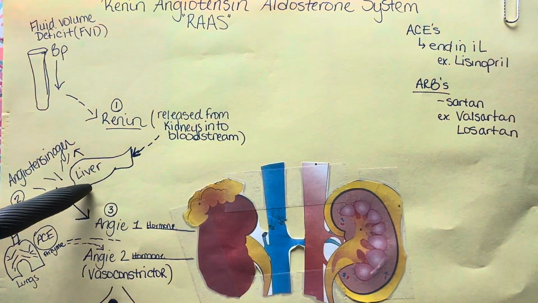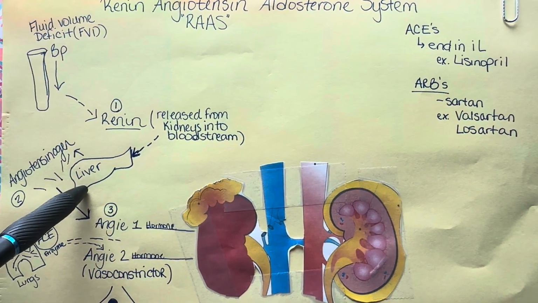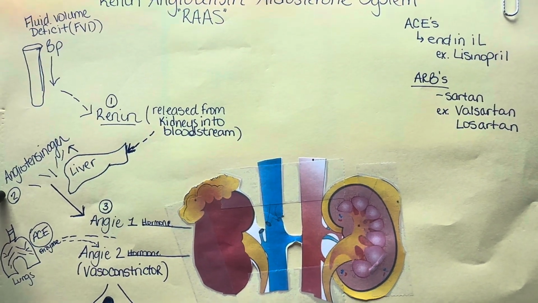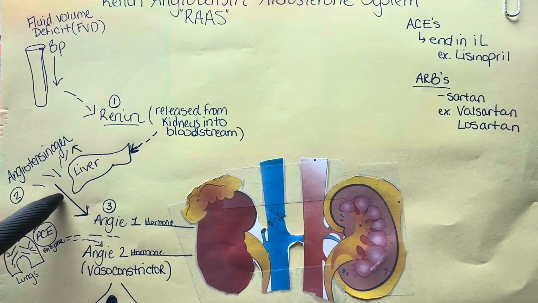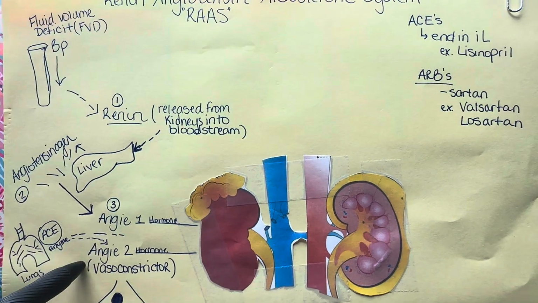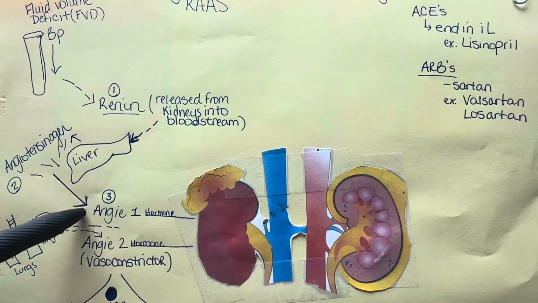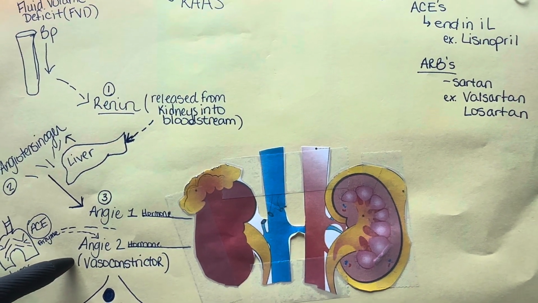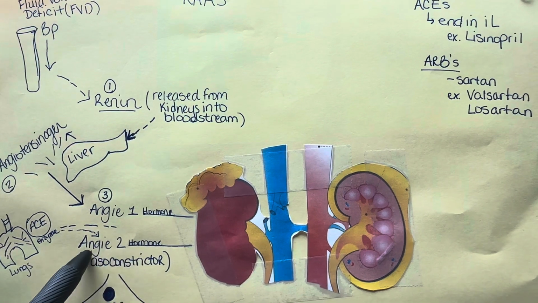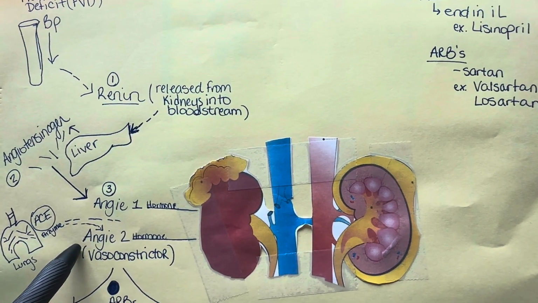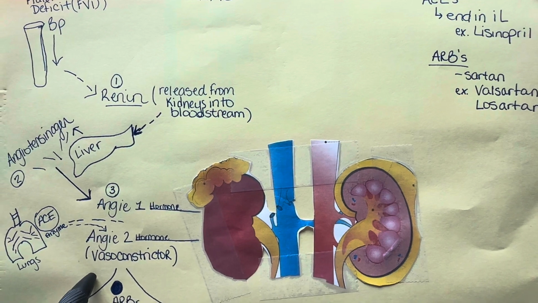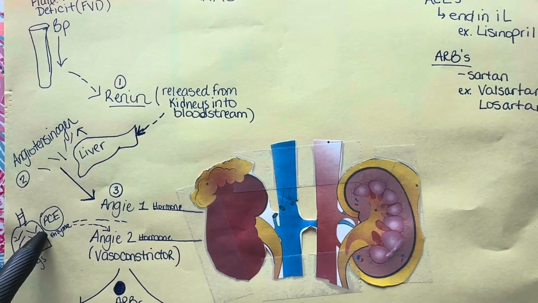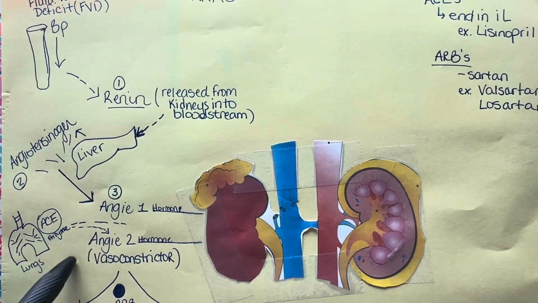And then it goes into the liver, where you have the production of angiotensinogen. Angiotensinogen is what is needed to convert into Angio 1 and Angio 2. Remember, these two are the components that start the mechanism of increasing the blood pressure. Ang2 is the vasoconstrictor part, okay? In order for Ang1 to convert into Ang2, it needs the enzyme ACE, okay?